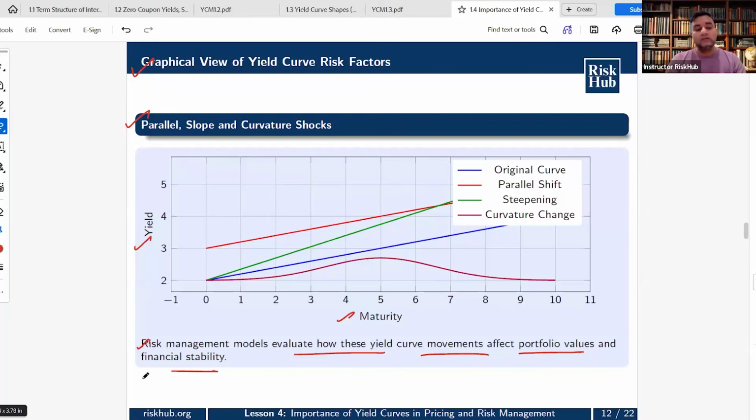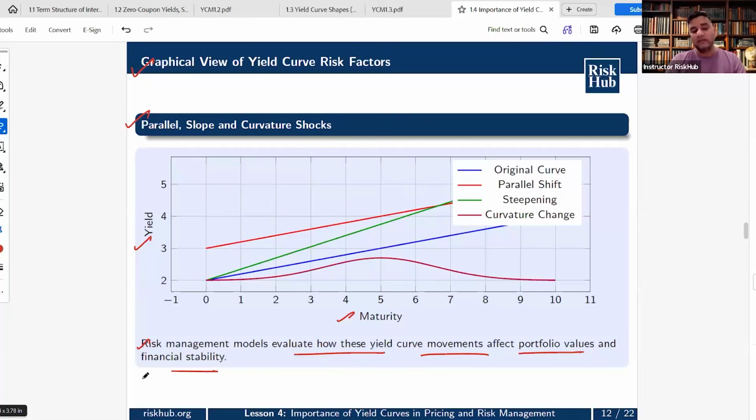To read the 3 shocks by geometry: a parallel shift moves every maturity by the same amount. The gap between the red and blue line is constant. A steepening pivots the curve. The short end is kind of unchanged. The long end rises. The green line meets the blue line at 0 and separates from it as maturity grows. The curvature change moves the middle of the curve relative to both ends. The purple line lifts the belly and leaves the 2 ends near the original level. The caption basically states the risk models evaluate how these movements affect your portfolio values.